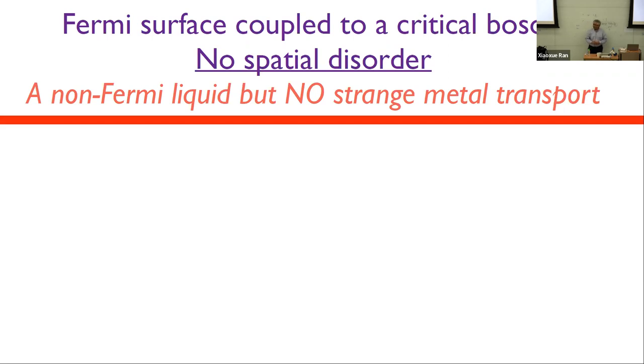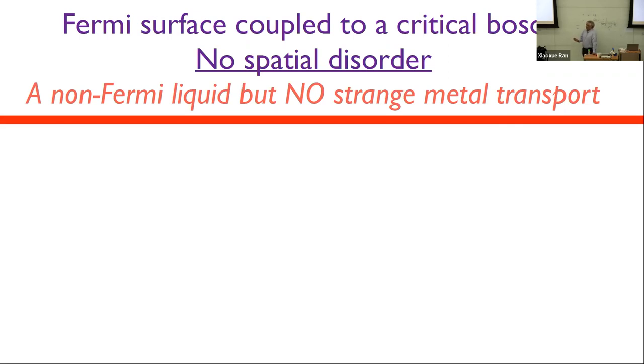So actually I have a related question. According to your definition now, if I have a Fermi surface, I have a critical boson, I can have a non-Fermi liquid. Yes. But I cannot have a strange metal. That's if you have a system with no spatial disorder. No spatial disorder. Okay. That's what I've shown before. What I've shown is like a no-go.